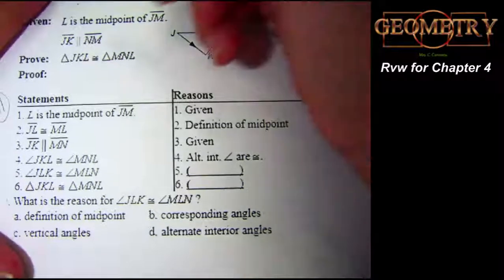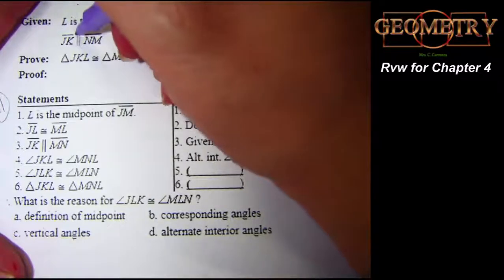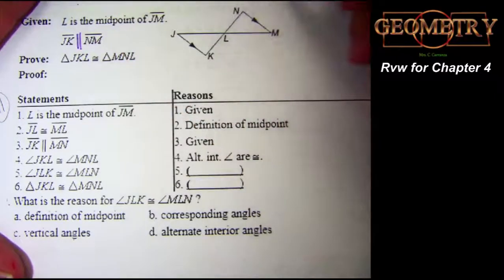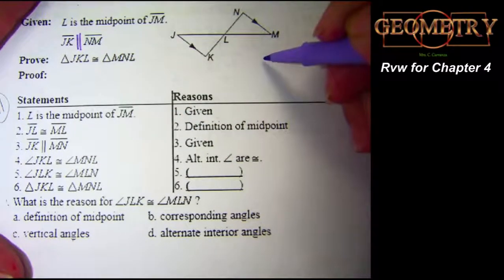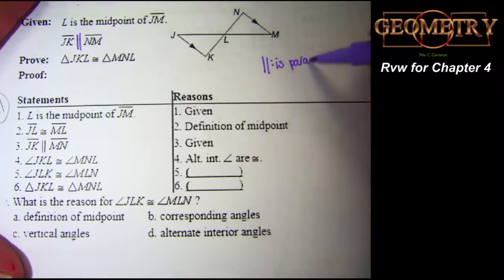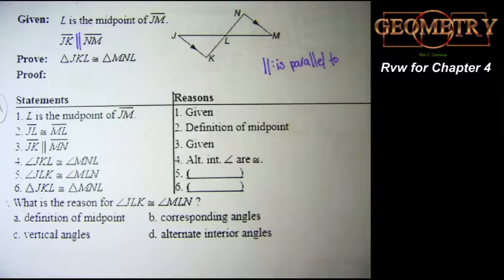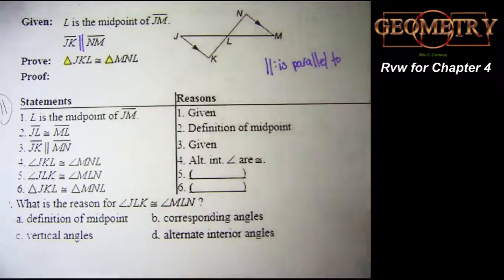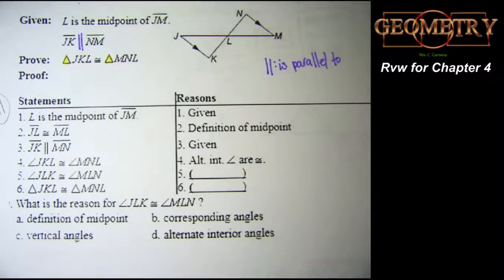Okay? All right, so let's start with this symbol right here, the 2 bars. Yep, this means is parallel to. Okay, these little triangle shapes mean triangle.